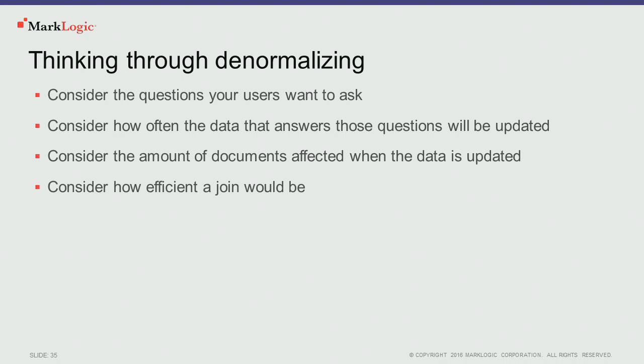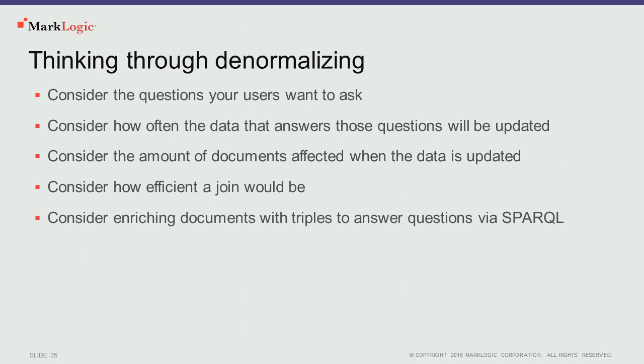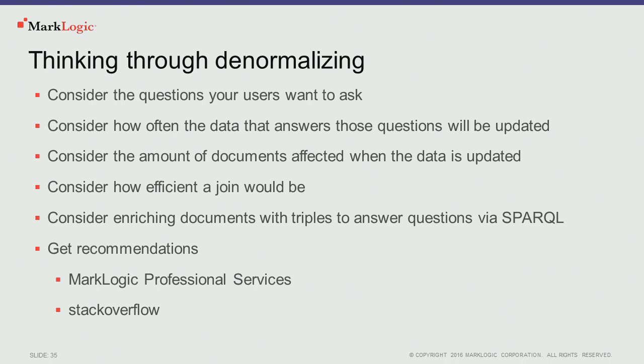And also, if we're not going to denormalize, how efficient would a join be? You can absolutely do joins in MarkLogic. You can build custom constraints via our search API. It's a straightforward thing to do. We just need to think about how efficient would that be, maybe do some testing. Also, based on the kind of question we're going to ask, like I mentioned on the last slide, maybe we want to enrich the documents with triples. And this is a question that we can more efficiently answer via SPARQL instead of via our search APIs. And really, above all, get recommendations. This is one of those things where we don't really want developers working in a vacuum and just not thinking through these questions with other engineers and just making their own decisions.